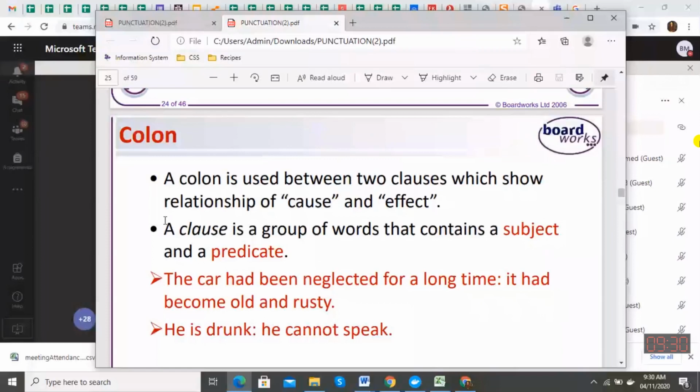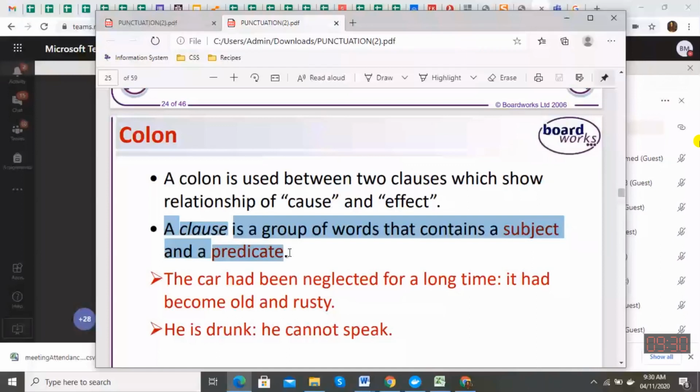A clause is a group of words that contains a subject and a predicate. So it's a complete independent sentence. The car had been neglected for a long time. Okay, it's a complete sentence. It had become old and rusty. So car को neglect किया गया for a longer time. Therefore, it became old and rusty. So that is the effect of the neglect. ठीक है?